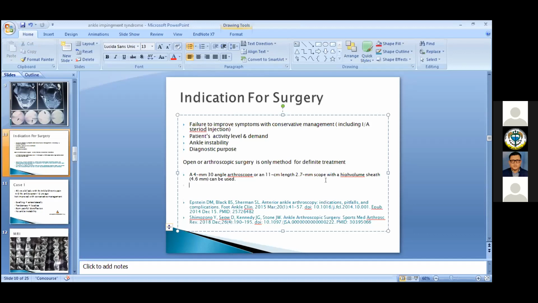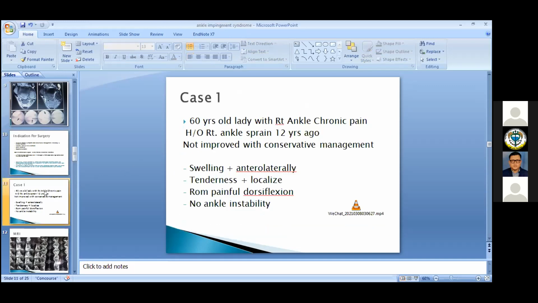tibiotalar joint. But with the 4 mm, we cannot enter through the tibiotalar joint, so we cannot access the whole ankle joint. So here we have another. Now I would like to talk about the first case.